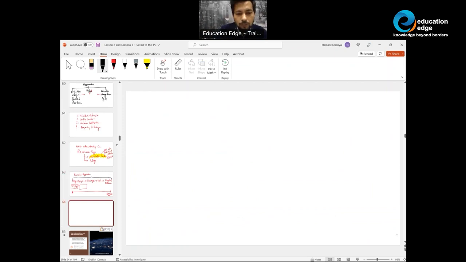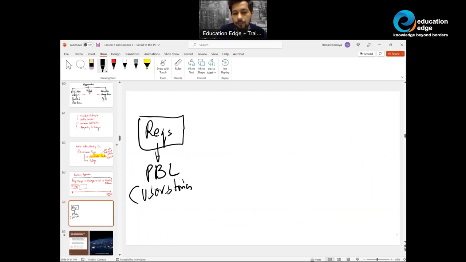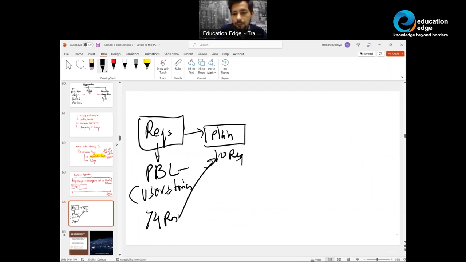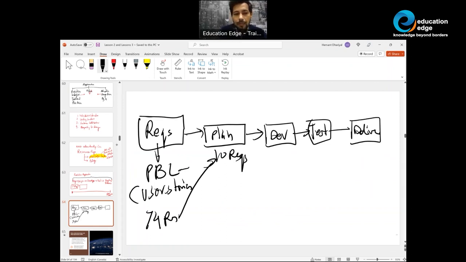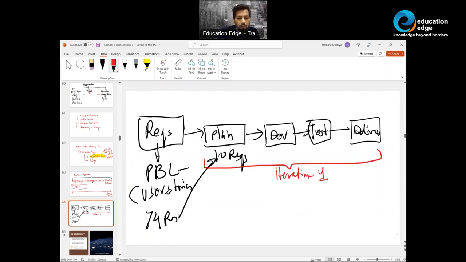So adaptive projects also start with requirements or understanding the needs. These needs are documented in the product backlog. In agile-based projects, in some approaches, we could call these requirements user stories of stakeholders. Now, your product backlog may contain 74 requirements, but you only plan to deliver maybe 10 requirements from these 74. You develop these 10 requirements, you test these 10 requirements, and you deliver these 10 requirements. And this could be called iteration number one.